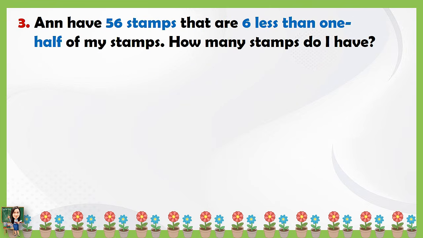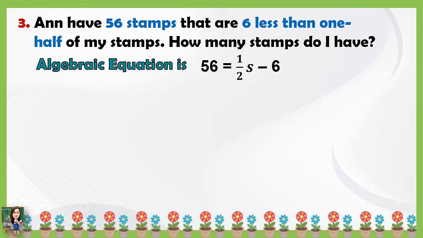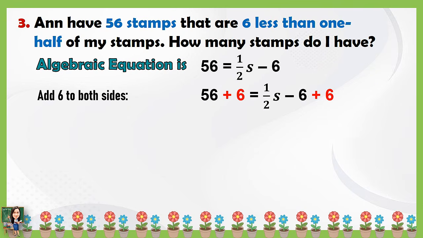Number 3. Anne has 56 stamps that are 6 less than 1/2 of my stamps. How many stamps do I have? The algebraic equation is 56 equals 1/2 S minus 6. S represents the number of stamps. Add 6 to both sides. 56 plus 6 equals 1/2 S minus 6 plus 6. So, 56 plus 6 equals 62. Then, negative 6 plus 6 equals 0.